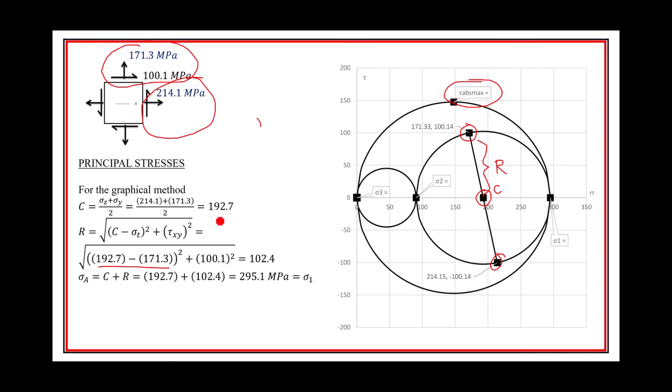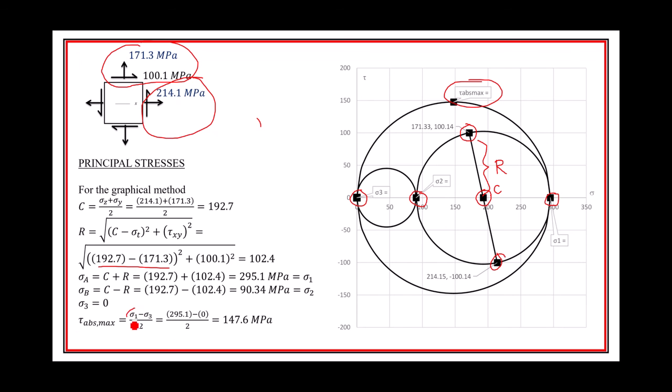And then I got the principal stress A, that one right there, from taking the center plus the radius. And then for B, it's going to be this one right here. I got the center minus the radius. And then obviously the third principal stress is 0 here. And so the tau abs max is just the first principal stress minus the third principal stress, which is 0, divided by 2, right? So it's 147.6.